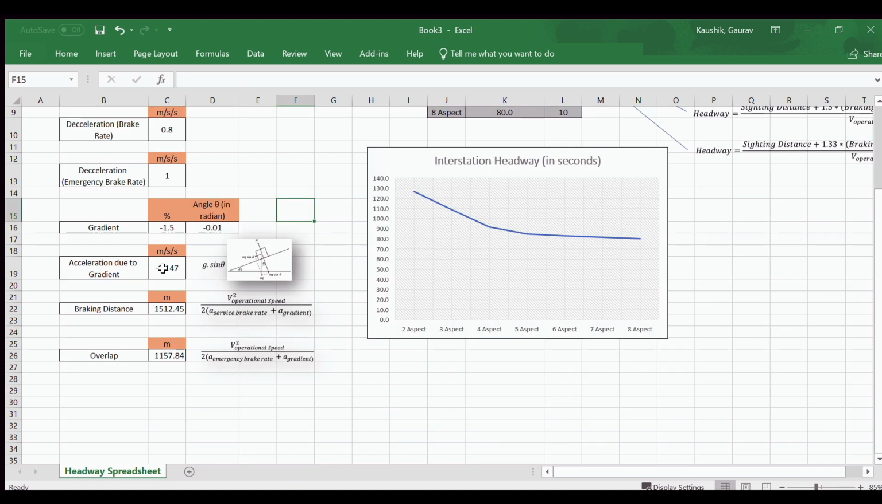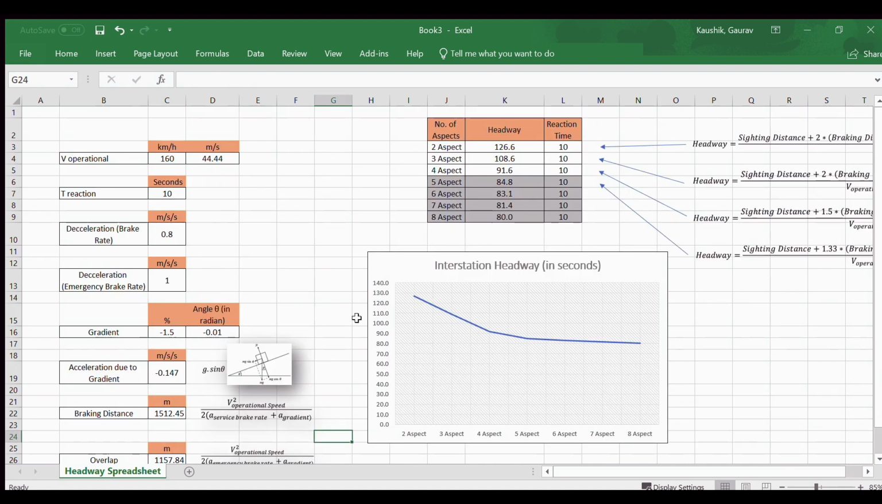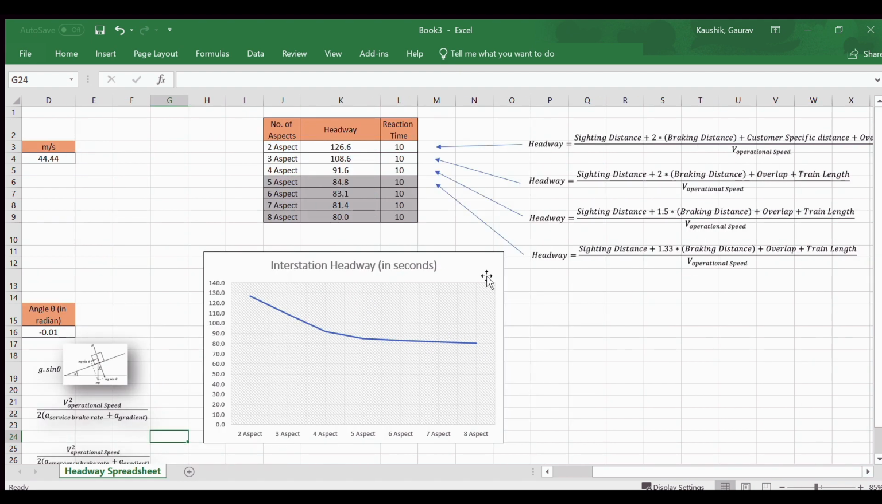Using that, I calculate the acceleration due to gravity. Then using that, I calculate the braking distance, overlap. When I link it below, you can see all the formulae that I'm using here. And then based on that, I am calculating the headway using these formulae. You can change the variables as you like. This will give you the headway for different aspects.